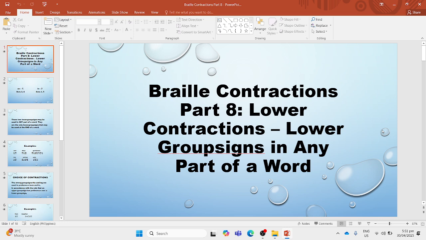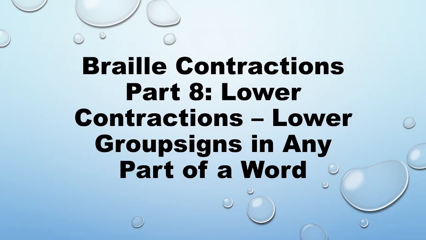So a keyboard shortcut for running the slideshow is pressing the F5 key. That's one of the function keys. The F5 is one of the function keys. It's on the top row of our keyboard. So let me press F5 and let us check what happens. Slideshow. Slide 1. Braille contractions part 8.